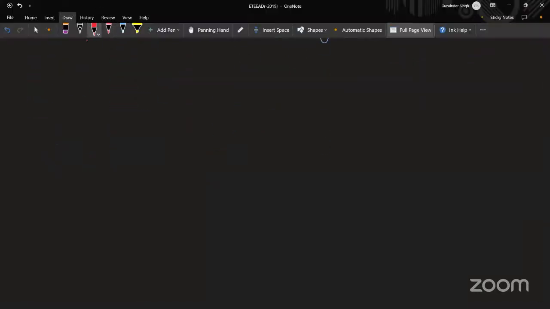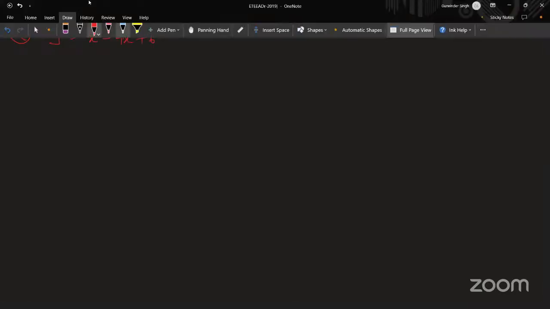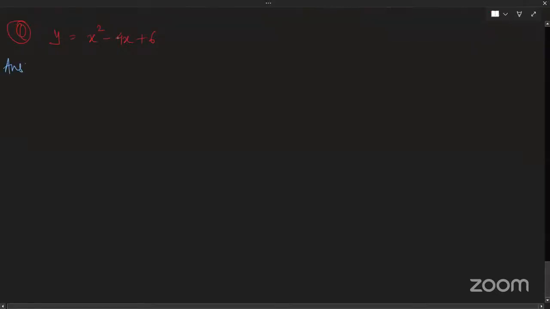Great. So let us do one more question. So y is being given to you as x square minus 4x plus 6. Obviously x is valid for all real numbers. It is asking you to find the interval in which the function is increasing and in which it is decreasing. Can you tell me what is the value of dy by dx? So it is 2x minus 4.